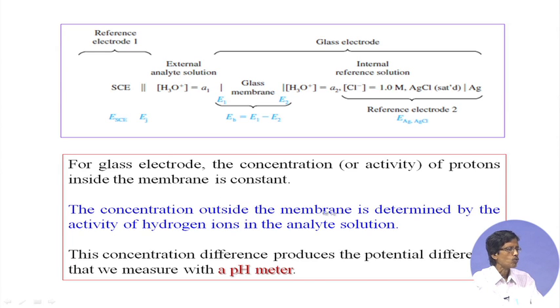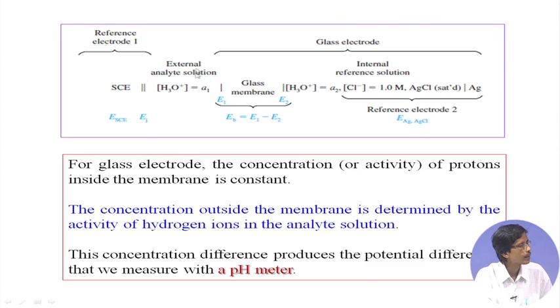So, that is the concentration outside the membrane. This is your whole cell, that means the glass electrode. The glass membrane is facing your solution, which is the external analyte concentration. So, you measure the activity of the hydrogen ion in the analyte solution, and the concentration difference between A1 and A2, one giving rise to one potential E1 and another giving rise to the potential E2. That gives rise to a potential along this membrane. So, the concentration difference produces the potential difference, and we measure it at your pH meter.